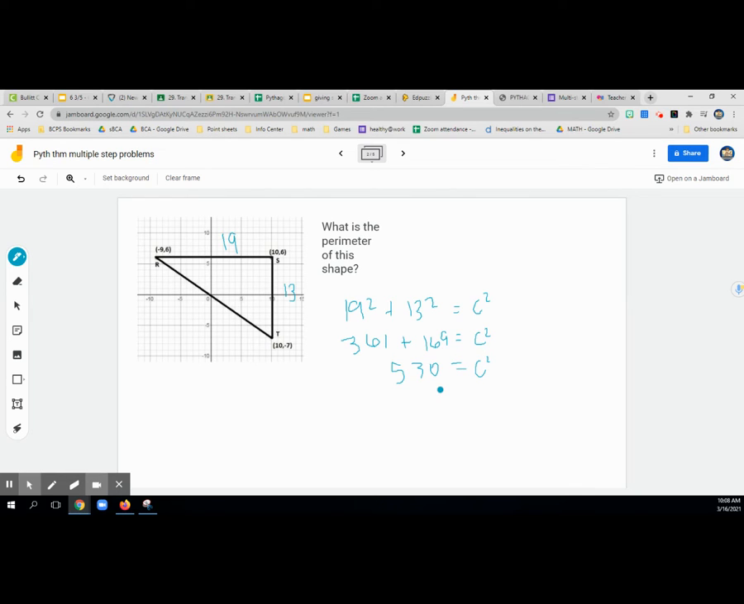So now we just take the square root, and we get 23.02. Let's say they told us to round to the nearest whole number, so we'll call it 23. Our last step to find the perimeter is just to add them all together. 23 plus 13 plus 19 gets us a perimeter of 65.